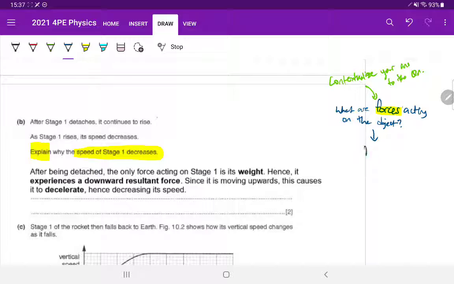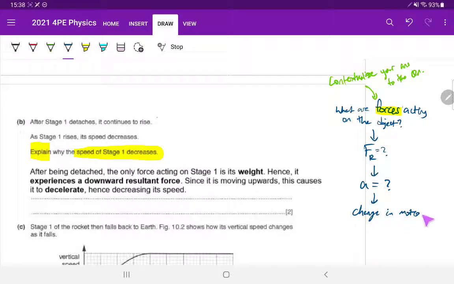Because next you want to find out what is the resultant force. Why? Because after you know what the forces acting on the object are, then you know what the resultant force is, then you will be able to tell what the acceleration is. And when you know what the acceleration is, you can describe the motion, basically you can say the change in motion.